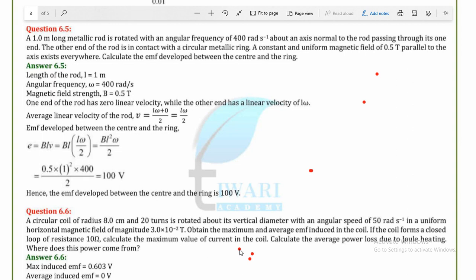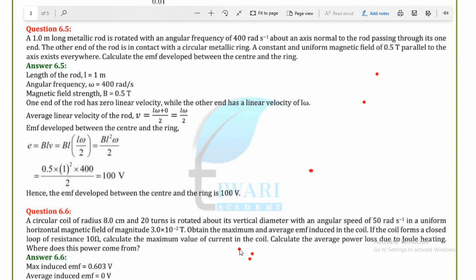Students, we have completed the theoretical portions and derivations of chapter 6. Now we are ready to solve the numerical problems of this chapter given in NCERT book. So in last session we have completed the questions from 6.1 to 6.4, and today we are ready to solve the questions 6.5 and 6.6 and other questions. Okay, so let's see the question number 6.5.